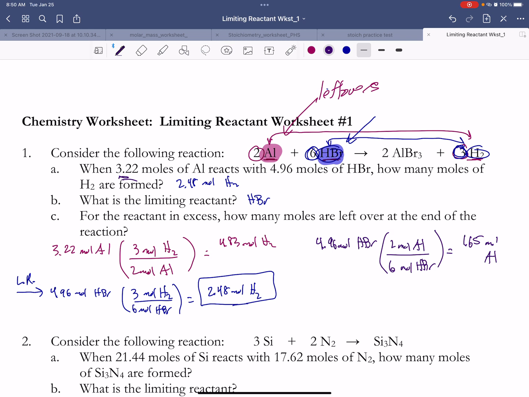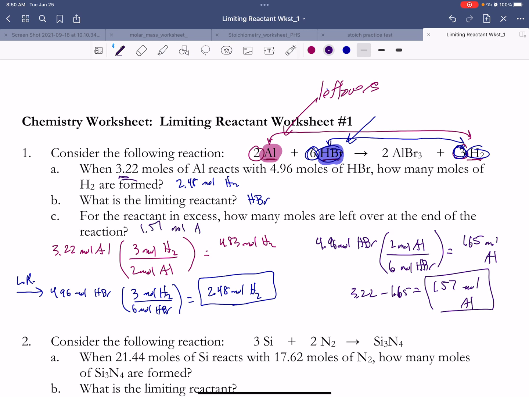So anyways, now we just figure out how many leftovers we have. We started with 3.22. We used up 1.65. And then just do a quick subtraction. So 3.22 minus 1.65. We got 1.57. We are going to have 1.57 moles of aluminum left over.